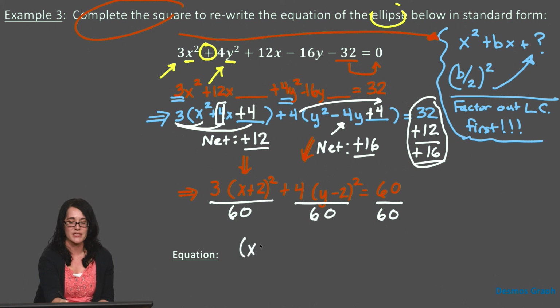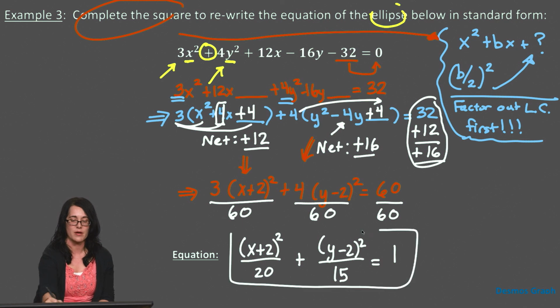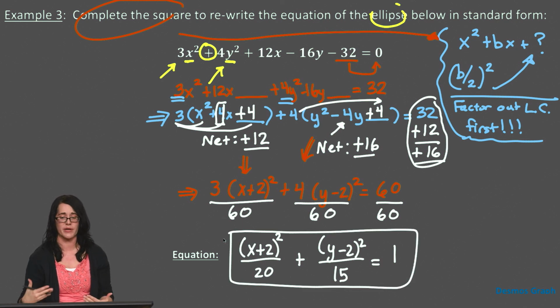So we would have (x plus 2) quantity squared over 20 plus (y minus 2) quantity squared. And 4 over 60 reduces to 1 over 15, so our denominator is just 15. And 60 over 60 is just 1. We get to stop here because that's all the problem asked us for. But in a real situation, like when you go further in math, you would then use this model to either graph it or to make predictions, right? So at this point, this is our model in standard form.